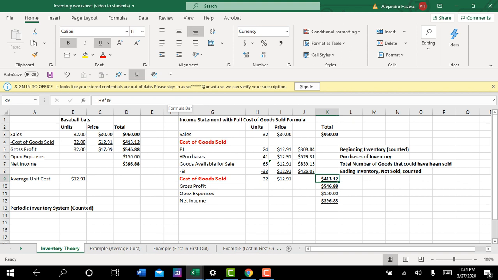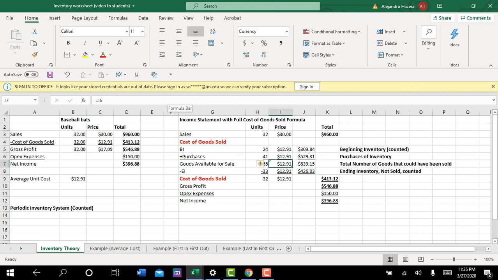Okay, so let's go over the formula again. Take your beginning inventory, and it is counted, so in any problem, it should be given to you. And then add all the purchases of inventory that you bought from any vendor. We're assuming obviously the same vendor because everything's at $12.91. So we're assuming beginning inventory of 24 plus purchases of 41. That's going to give you total goods available for sale of 65 worth $839.15.